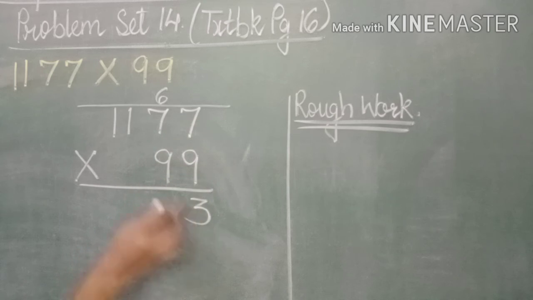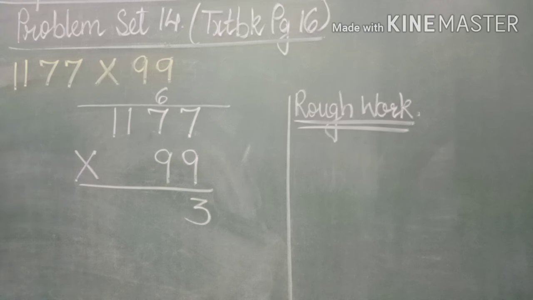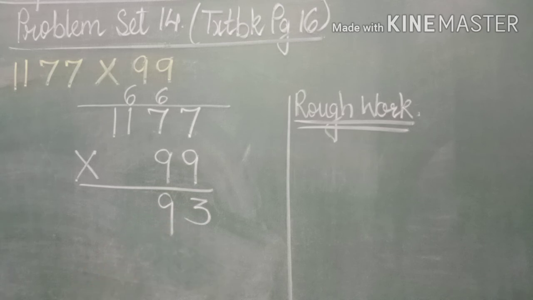9 sevens become 63. 63 plus 6, that becomes 69. So 6 carried up and 9 written over here.